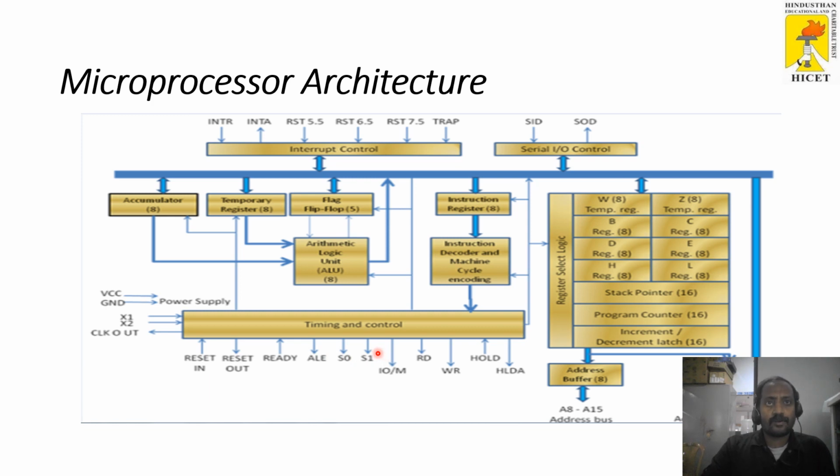The device works at 3.2 megahertz. The architecture mainly consists of the arithmetic logic unit, timing unit, control unit, instruction register, decoder, interrupt control register, and serial input output control. The ALU, arithmetic logic unit, performs the various arithmetic and logical operations, while the timing and control unit brings about the coordination between all the parts of the microprocessor.